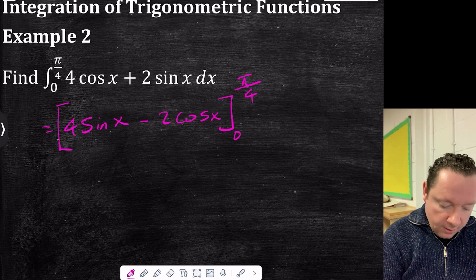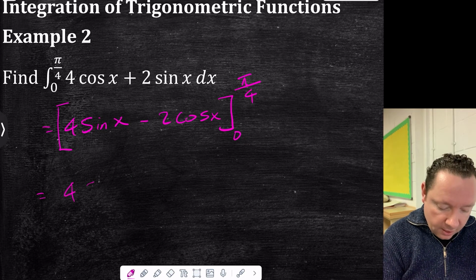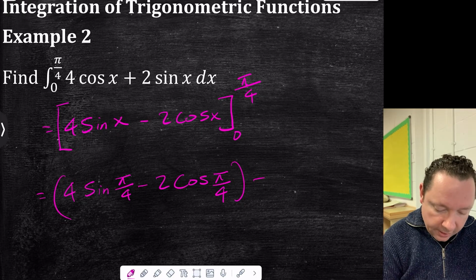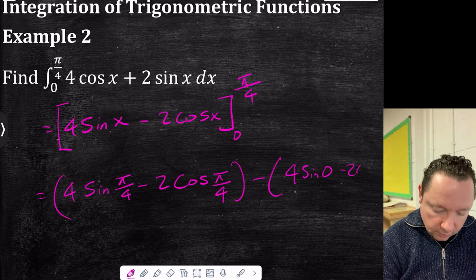But let's sub in. That gives me 4 sine pi over 4 minus 2 cos pi over 4. That's our first big bracket. Take away 4 sine 0 minus 2 cos 0. So working out each of these individually.